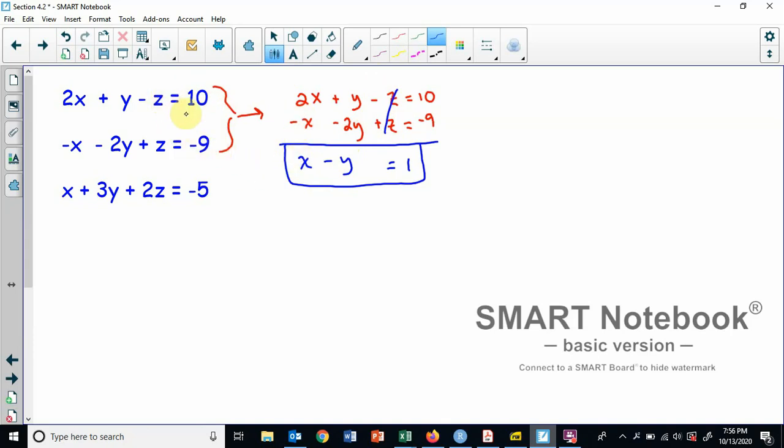So I can use the top one and the bottom one, or I could use the second and the third. It does not matter as long as I do not do the first and the second again. So let's just take the first and the third. 2x, I'm going to copy them over, plus y minus z equals 10. And what's the bottom one? Make sure I copy it correctly. x plus 3y plus 2z equals negative 5.